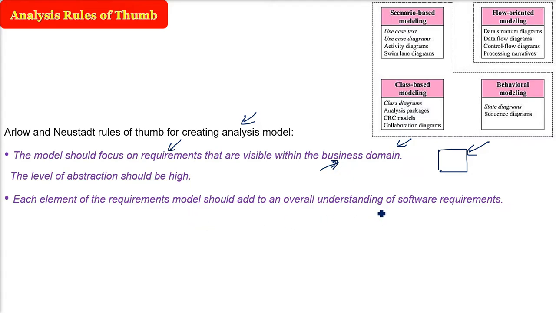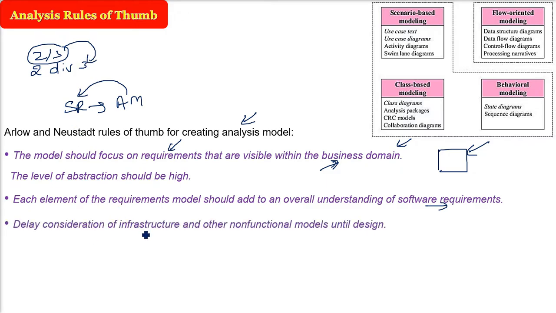Each element of the requirement model needs to add some additional value to the understanding of the software requirement. For example, you have made this analysis model from certain requirements. Why are you making the analysis model? You are adding certain things to the requirements. Then only it is good. For example, if I write 2 by 3, you will ask, is it the address of some house? When I write 2 divided by 3, 2 by 3 has come from the requirement, and 2 div 3 has come from the requirement model or analysis model.